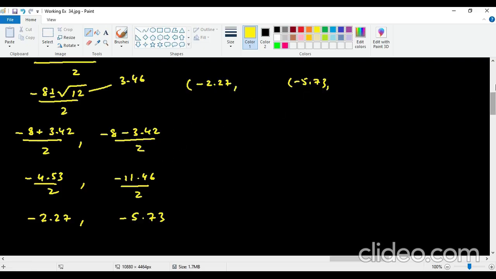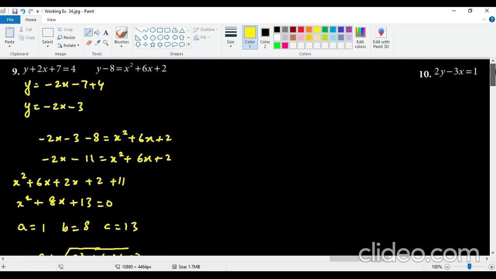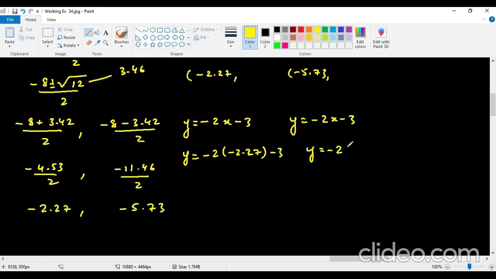Now we know very well that y equals how much? y equals minus 2x minus 3. Minus 2x minus 3 is the value of y. I will write it two different times. y equals minus 2x minus 3. First, I will use minus 2.27 that we have found, minus 3, and second value is minus 2 times minus 5.73 minus 3.